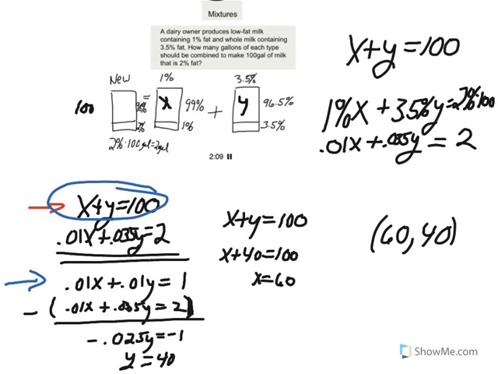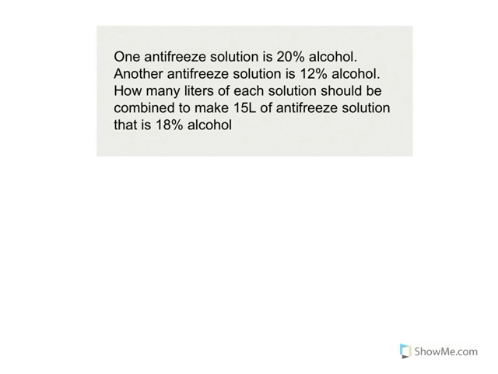Okay, now it's your turn. One antifreeze solution is 20% alcohol. Another antifreeze solution is 12% alcohol. How many liters of each solution should be combined to make 15 liters of antifreeze solution that is 18% alcohol? Please pause the video and work through the problem. When you're done, hit play to see the solution.